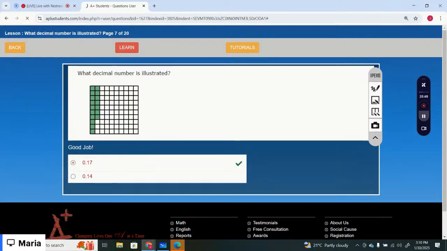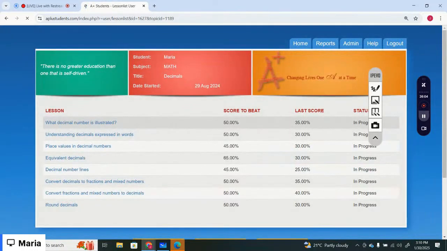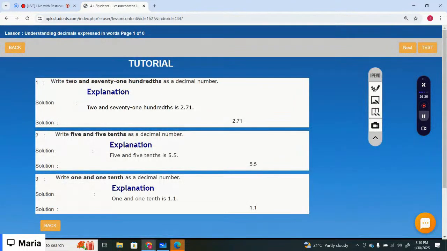Okay, you can complete the lesson by yourself later today. Let's move on to the next lesson. The next lesson is understanding decimals expressed in words. So let's start with the lesson.